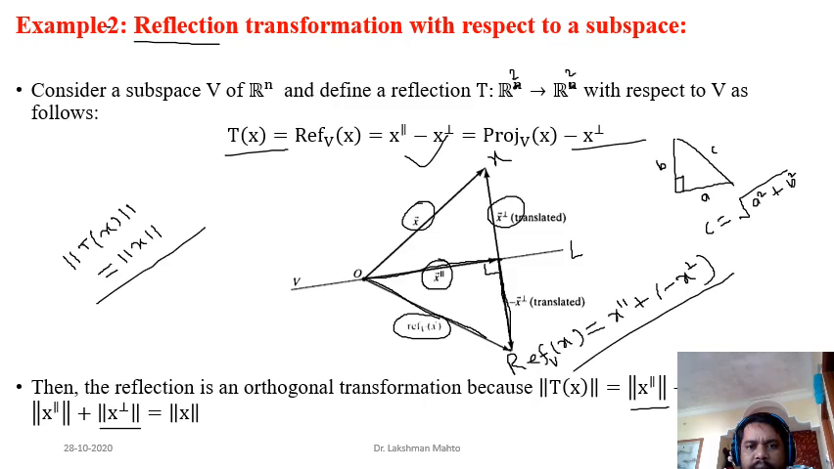So we come across that the norm of T of x is equal to the norm of x parallel plus the norm of x perp. Again, x is decomposed as x parallel and x perp, and we also observe that the angle between x parallel and x perp is 90 degrees. So we can say that the norm of x would be the sum of the norm of x parallel and x perp. This summation is nothing but the norm of x. So we have already seen that the norm of T of x is equal to the norm of x.